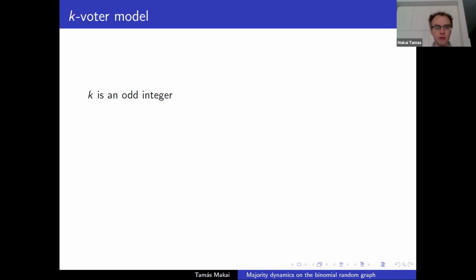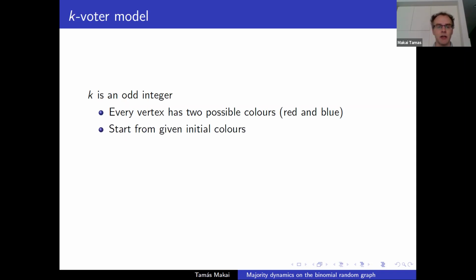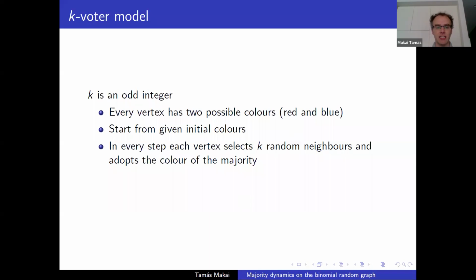Majority dynamics closely resembles the K-Walter model. So in case of the K-Walter model, K is an odd integer. It's a parameter of the model. And here also every vertex has 2 possible colors, red and blue. And again, we start out from a partitioning of the graph into red and blue vertices. The difference here is that in this case, in every step, every vertex selects K random neighbors. And because K is odd, there is a clear majority here and it adopts the color of the majority.